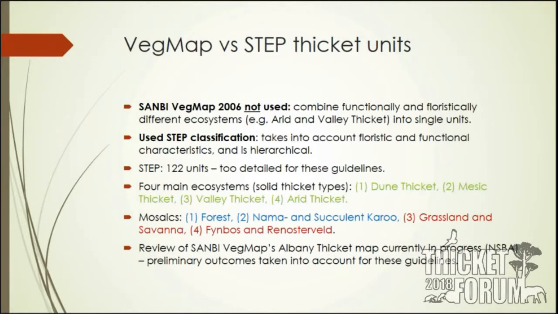The nice thing about STEP is it has this functional classification, and it's got this hierarchy. So there were the 4 main ecosystems, and then all of those mosaics. And then, of course, we have the review of the VegMap that came out, and we've taken the outcomes of that into account for these guidelines.